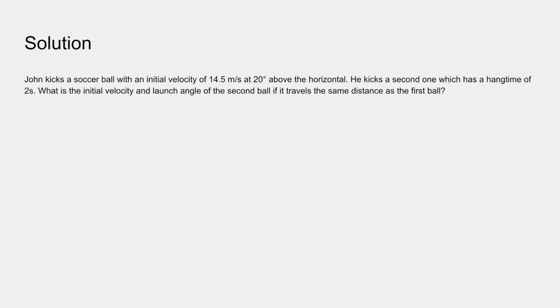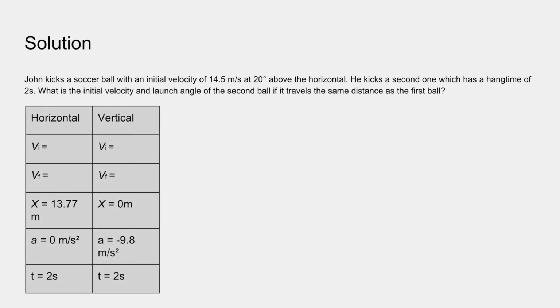For this second part, we're going to have a new chart splitting up the horizontal and vertical components. From the previous part, we know that the horizontal displacement is 13.77 meters. We also know that the vertical displacement is 0 meters since the ball is kicked from the ground and lands on the ground. The horizontal acceleration is 0 meters per second squared because there is no force acting on the horizontal component once it is kicked. The vertical acceleration is negative 9.8 meters per second squared because once the ball is kicked, it is in free fall. And it is given that the time is 2 seconds. We're going to write that down for both vertical and horizontal.